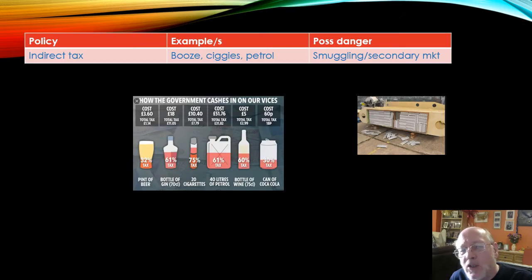The measure that almost everyone thinks of in an exam to deal with a negative externality is an indirect tax. You'll notice that the goods with the biggest negative externalities, cigarettes, alcohol, petrol, are those that will have the biggest indirect tax placed upon them. So there we are trying to internalize the externality.